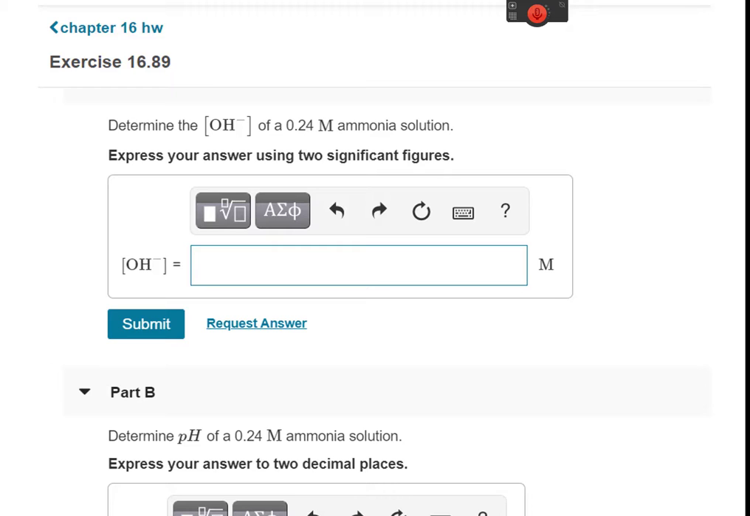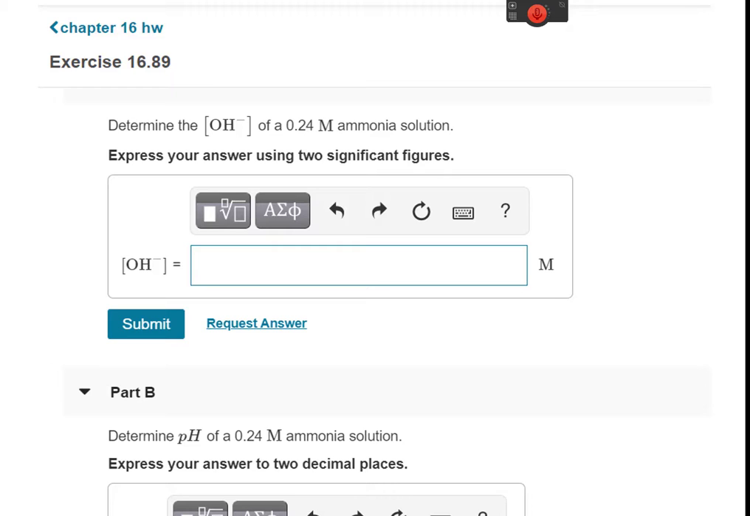So the question here is determine the hydroxide concentration of a 0.24 molar ammonia solution. And then there's a follow-up question, determine the pH of a 0.24 molar ammonia solution. Okay, so these are both asking about the same thing. And there's actually something that will be very useful about the way this homework question is set up. And that is the answer to the first part, so part A, will help you answer part B.